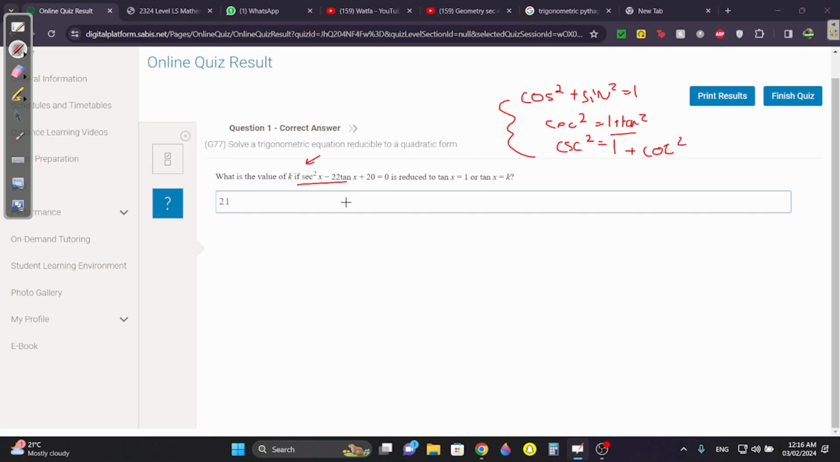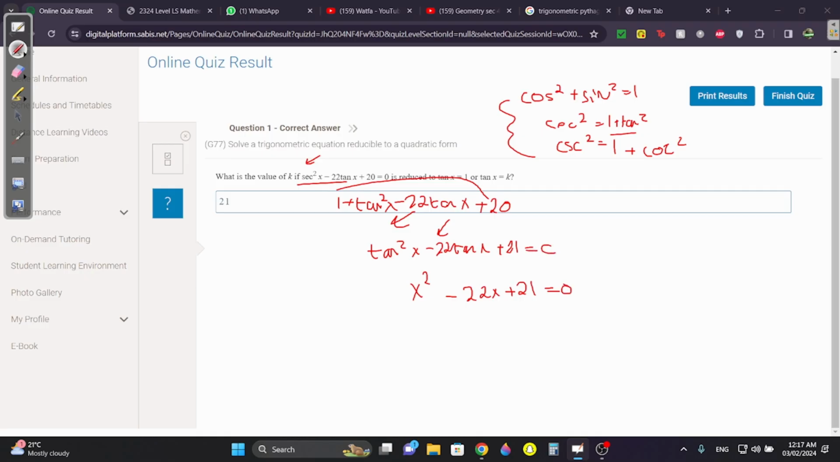So instead of secant squared, put 1 plus tan squared, minus 22 tan x, plus 20. Simplify it, you do 1 plus 20. It's tan squared x minus 22 tan x plus 21. Factor out the tan, so you just clean it up. It will be x squared minus 22x plus 21. All of this equals 0.